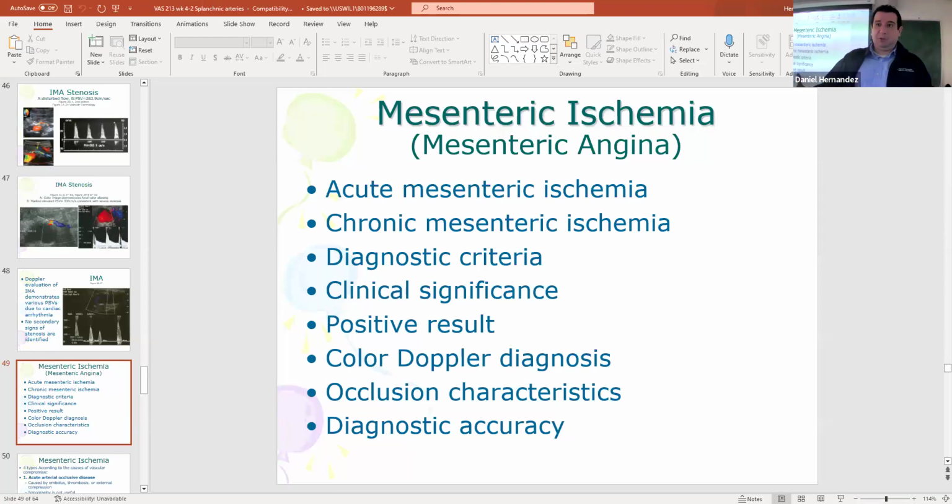And all of a sudden they develop severe symptoms, severe pain, nausea, vomiting. We'll see with acute mesenteric ischemia, they typically evacuate their bowels. All of a sudden they have no control over their bowels. Versus someone who's got chronic mesenteric ischemia, it's that slow buildup of atherosclerotic plaques. They have persistent symptoms that have been going on for a while, and they've eventually gotten to the point where it's intolerable. We'll talk about the diagnostic criteria, the clinical significance, what constitutes a positive result with mesenteric ischemia, and then the Doppler diagnosis and findings.